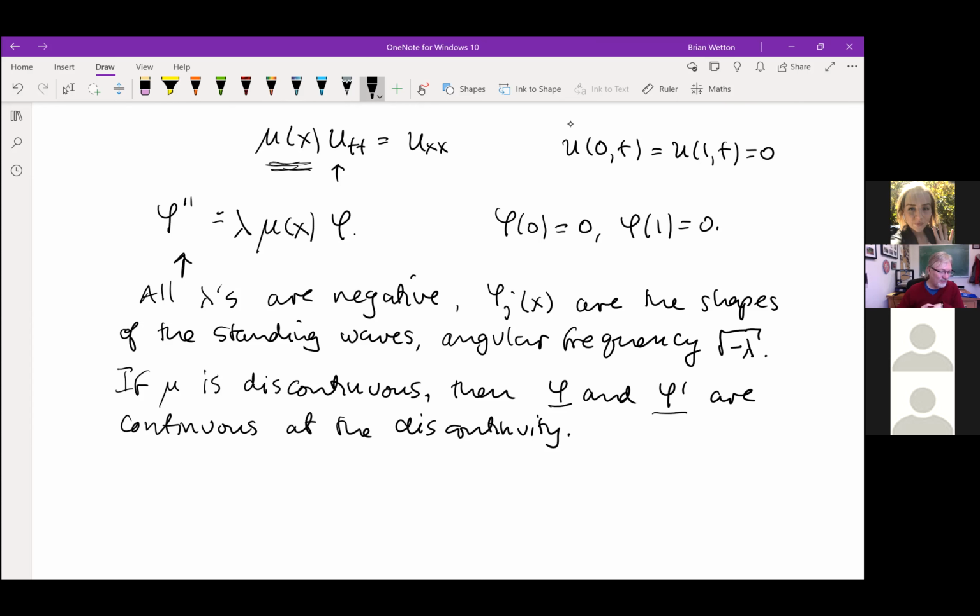Okay, if you go back and look at the argument, if phi prime is discontinuous in the string, which has at leading order uniform tension, then you have a force on no mass. Basically, and so that has to be continuous.